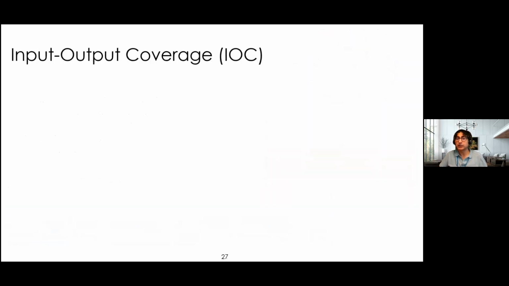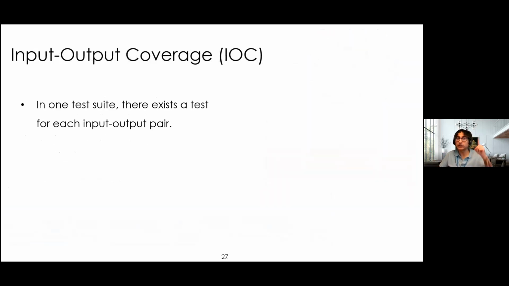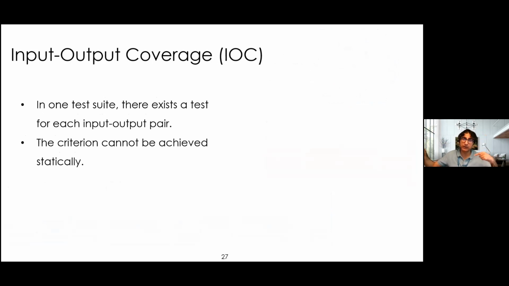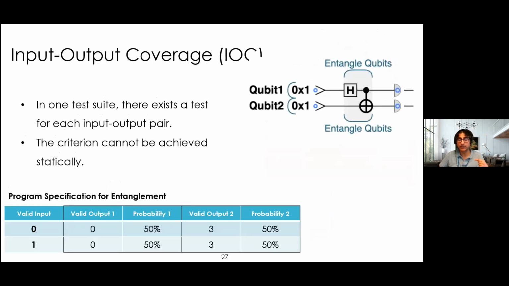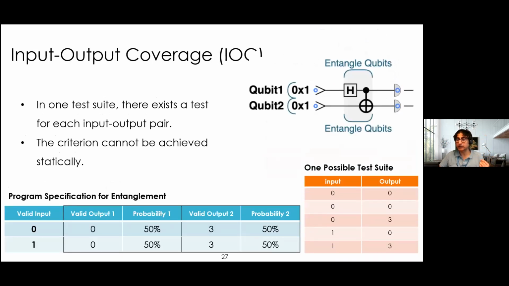And then third is input output coverage. It means that for each input, I want to observe each valid output. And of course, in this case, since we are relying on the output, we have to execute the program to see when we reach the specified coverage. Same program. So in this case, for example, you can see that for each input 0 and 1, I have to observe output 0 and 3. When I do that, this is my complete test suite.